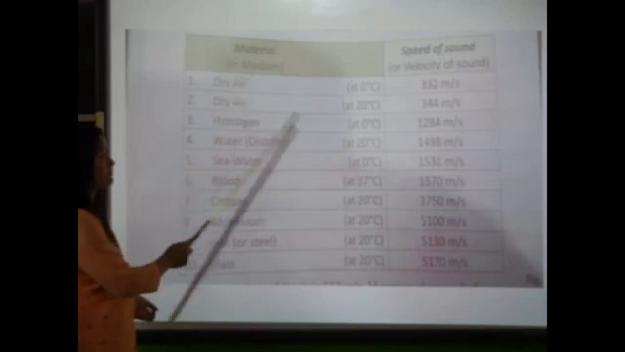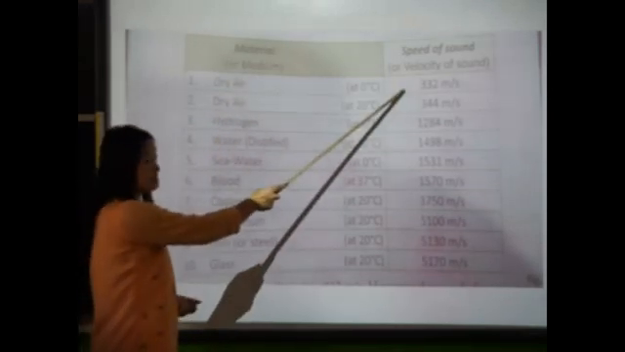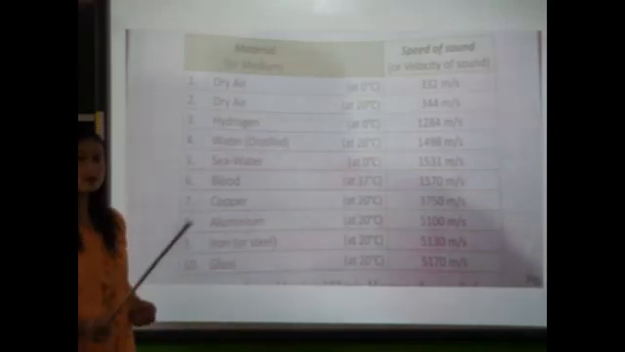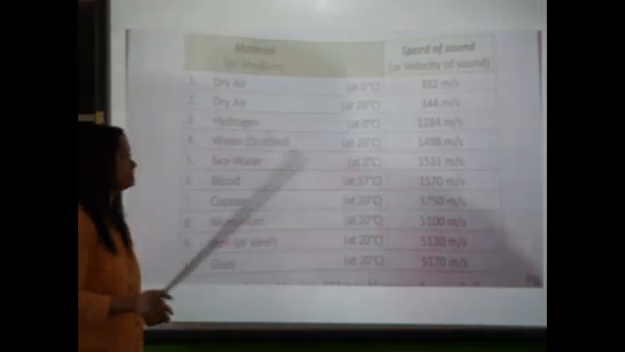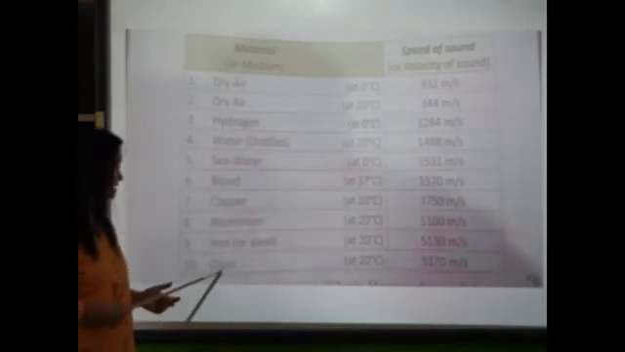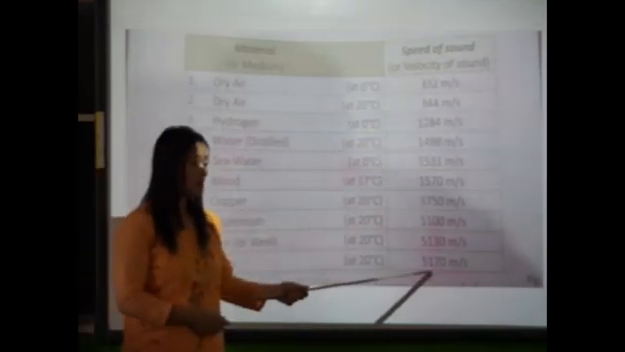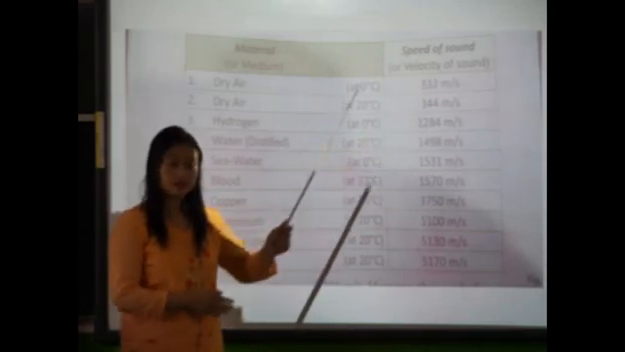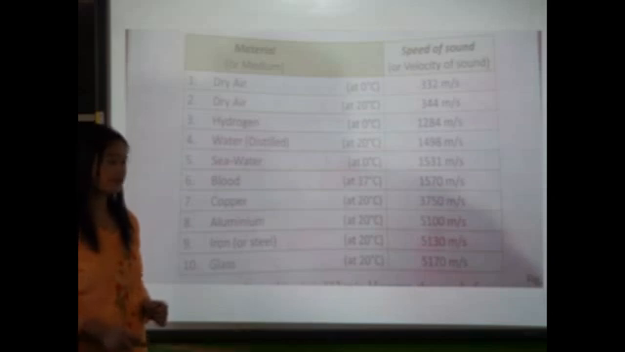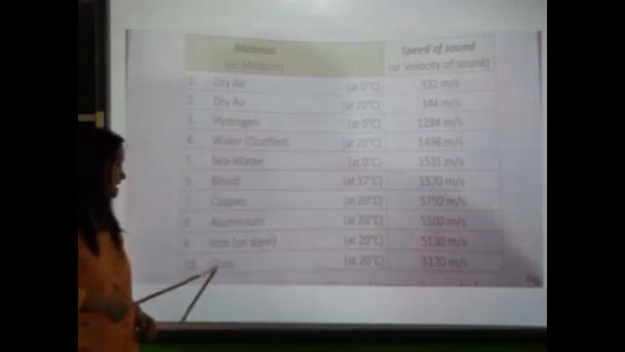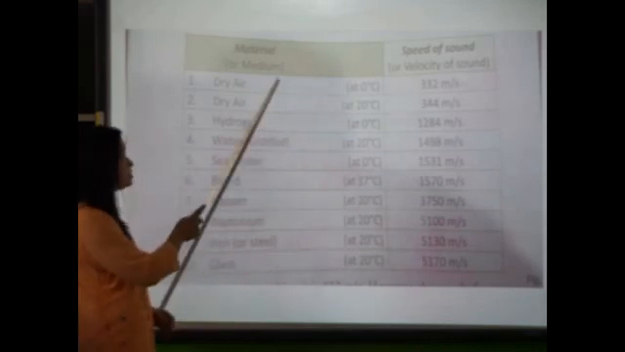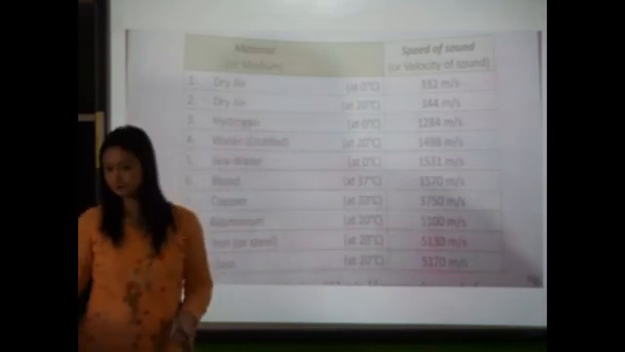Air is a gas, so the speed is less, which is 332 meters per second. That means in 1 second, the sound can travel 332 meters. Whereas when we compare it with glass, it's very much higher compared to gas. So what does this prove? This proves that sound travels fastest in solids. Since glass is a solid, sound travels fastest in solids compared to gases.